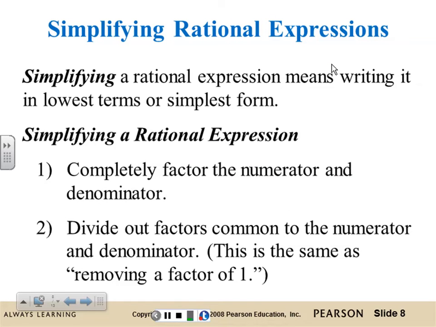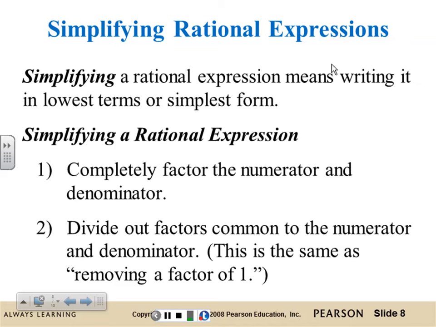Okay, so simplifying rational expressions. This is where we're really going to begin. We've talked about what a rational expression is. We've talked about how to substitute or evaluate a rational expression. We've talked about when rational expressions are undefined, so we know what our answers cannot be, because what we're going to do is simplify and eventually solve for x. So the first thing we're going to do is simplify.